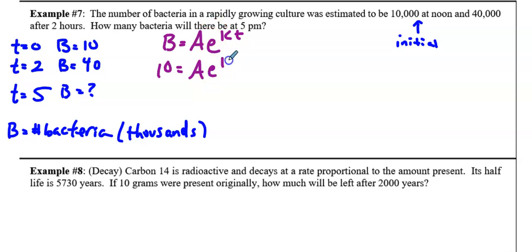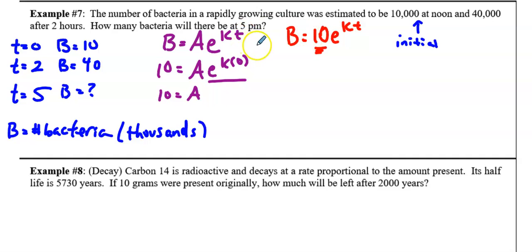So e to the k, and this is again at time equals 0. Our initial thing is that 10 has to be equal to A, because this is simply 1. So A is equal to 10. So I can go ahead and write that the number of bacteria is equal to 10e^(kt). From here on out, I'm always going to make the initial value A, because this is always going to be 1 when time equals 0.